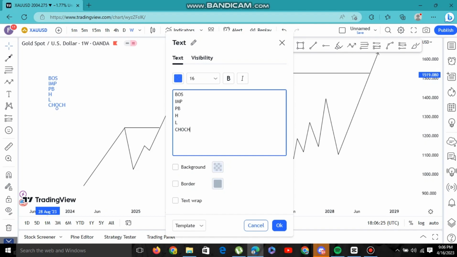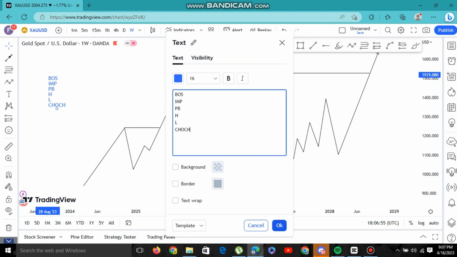CHoCH is just a fancy name for market change. It's more like a BOS, but CHoCH is just the change of character. This is the initial move. Most of the time it's internal, it's not the actual structure, but it does the same job as a break of structure. So I'll be able to explain more on charts.